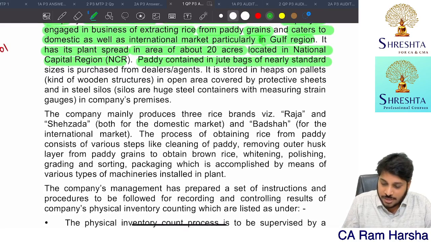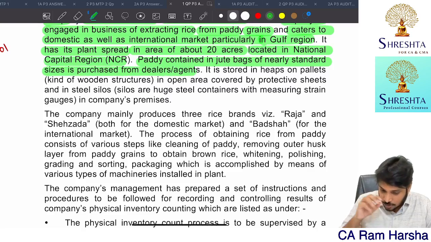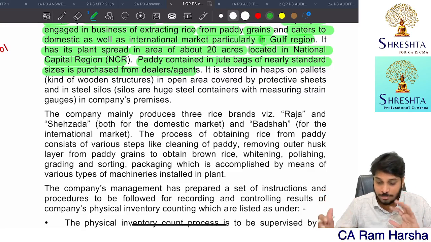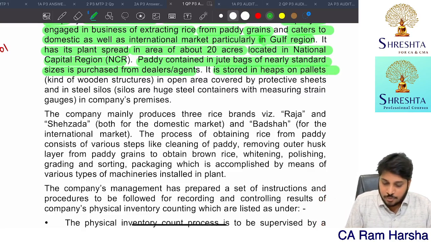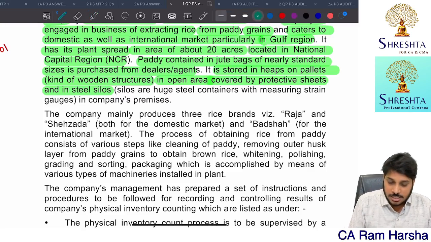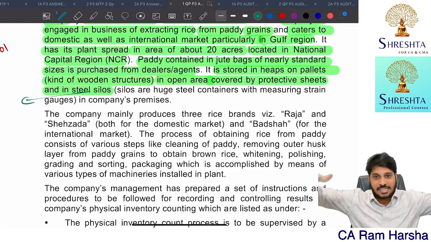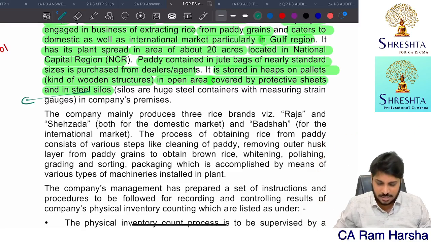Paddy is contained in jute bags of nearly standard size and purchased from dealers or agents. So paddy is purchased from dealers and agents, in jute bags. It is stored in heaps on a pallet, a kind of wooden structure in an open area covered by protective sheets, and in steel silos. Steel silos generally mean steel containers. Big, heavy containers will be there.